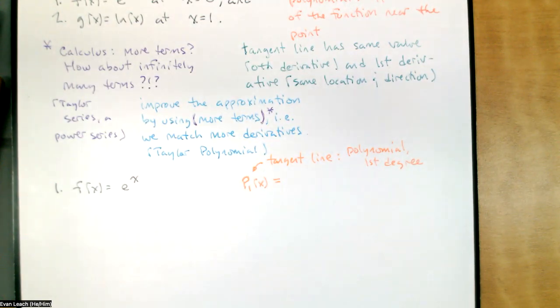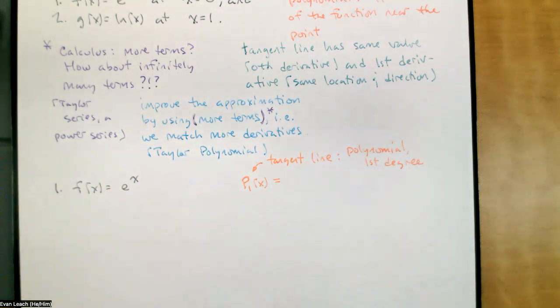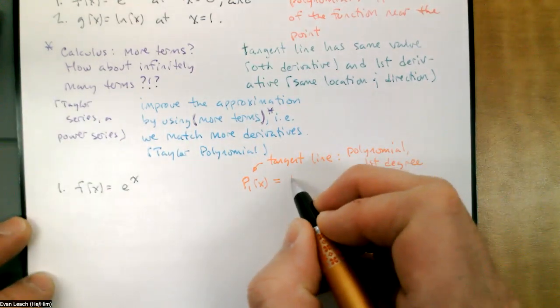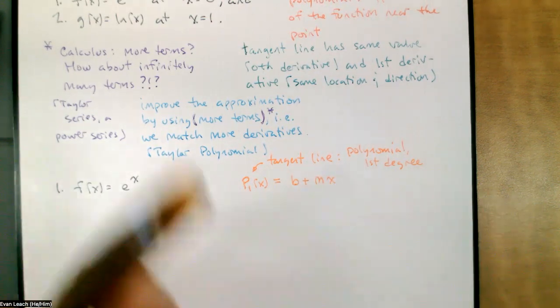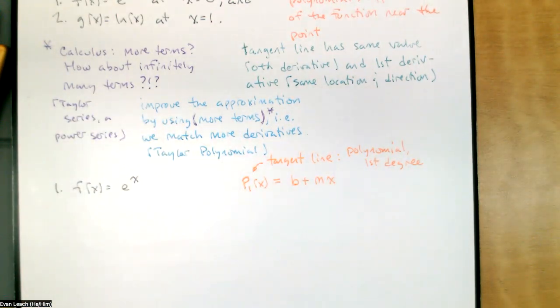The tangent line is a constant plus a linear term. A constant term plus a first degree term. So the form of my tangent line is going to be b plus mx. That's what the tangent line is. I want the value of the function and the value of this tangent line to be the same when x is 0.